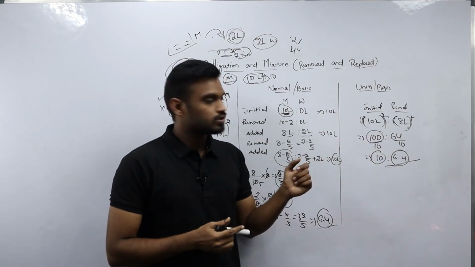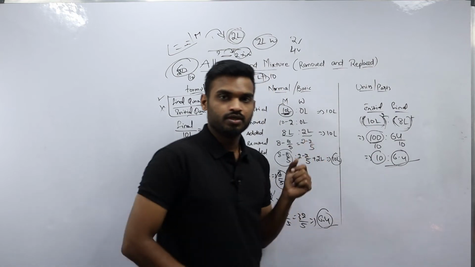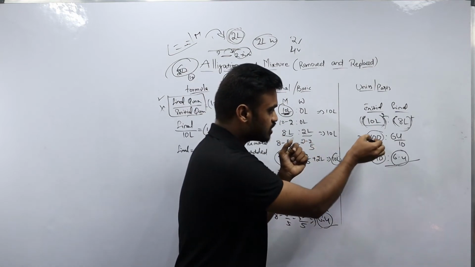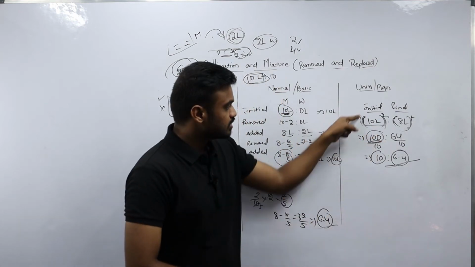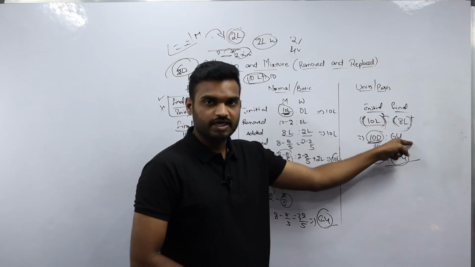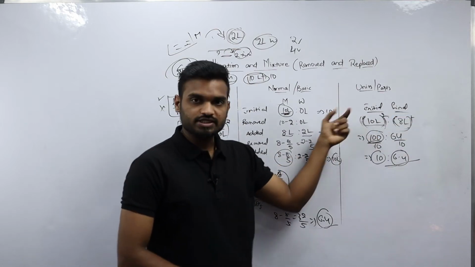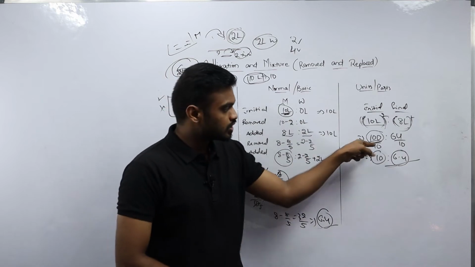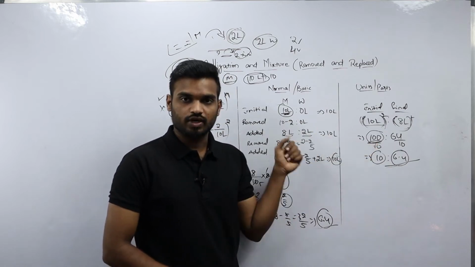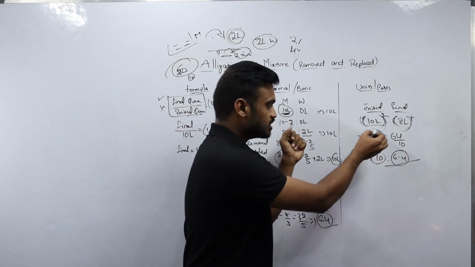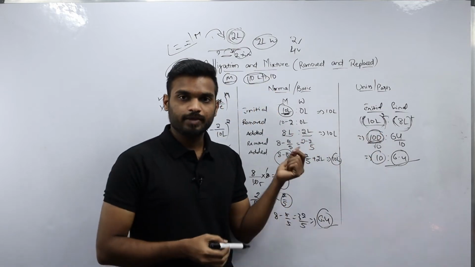Now we already know the initial quantity is 10 liters, right? But here, what is the initial quantity we got? 100. This is the initial quantity and the right side is the final quantity. The initial quantity in the mixture is 10 liters, but we got 100 liters as the initial quantity. Now we need to make this 100 as 10. How can we make it?